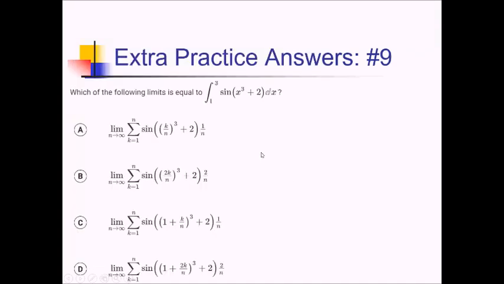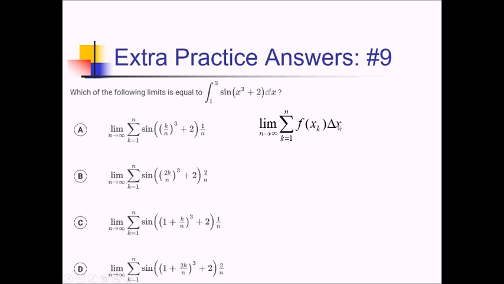On this problem, we're asking which of these Riemann sum limits here is equal to this integral. So the general setup for this is we're turning a definite integral into an infinite limit. Limit as n approaches infinity of the summation from 1 to n of, and in general we have f of x sub k times delta x. So we need to figure out these 2 items here and match it with one of these options over here.